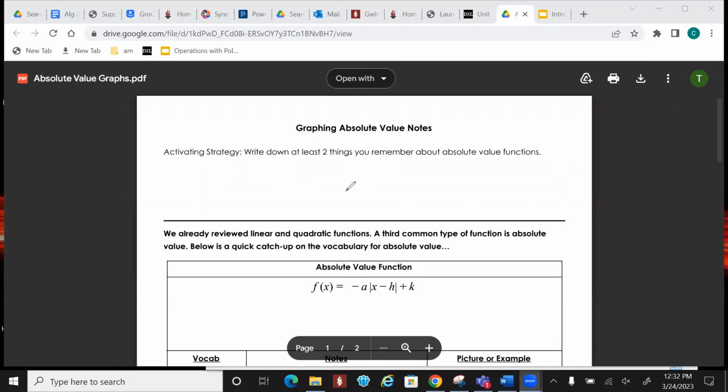Write two things that you remember about absolute value functions. All right. One, let me tell you right now. Ready? I'm ready.